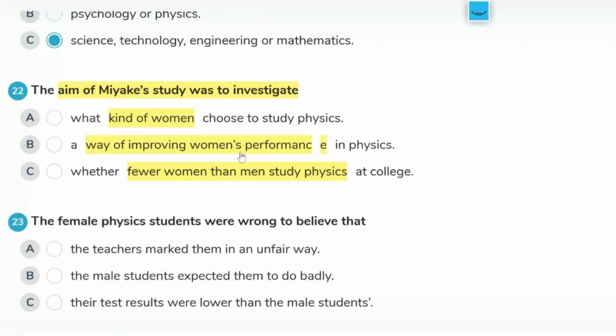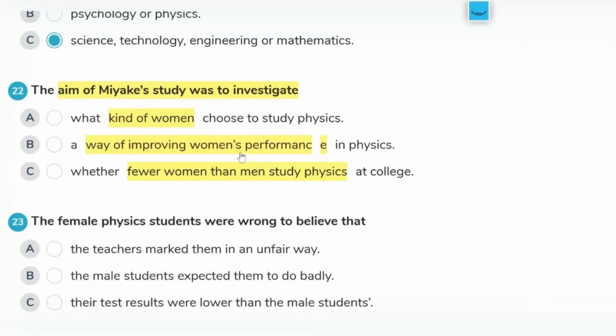But what the researchers wanted to find out was basically what they could do about the relatively low level of the women's results. But in order to find a solution, they needed to find out more about the nature of the problem. Right. So what the researchers wanted to find out was what they could do about the lower levels of women's performance in physics. So that is a way of improving women's performance.